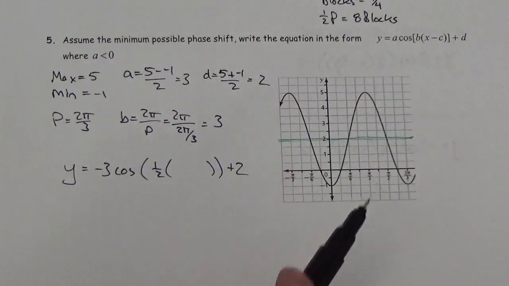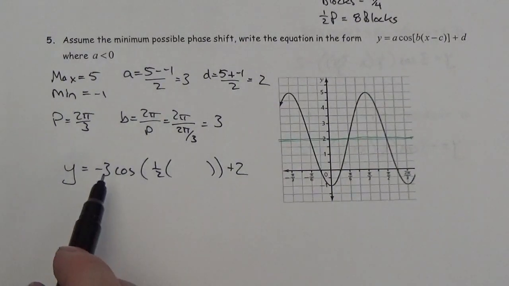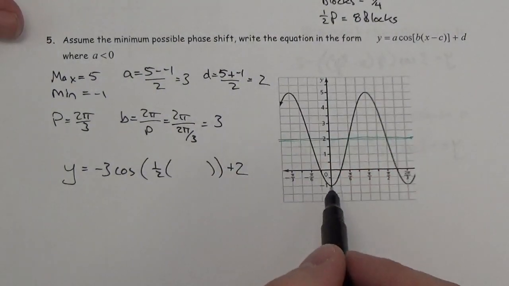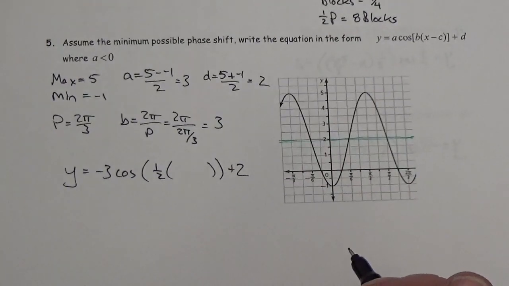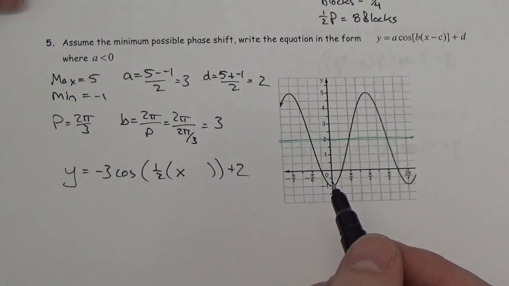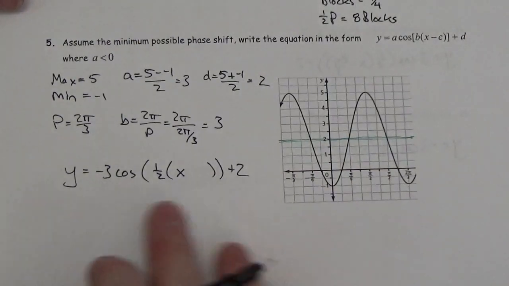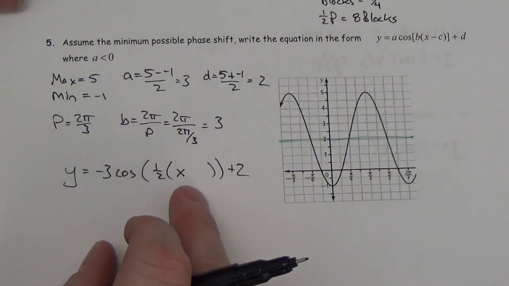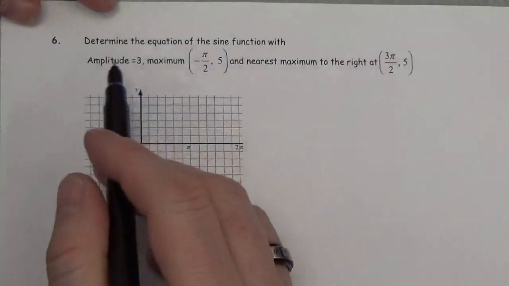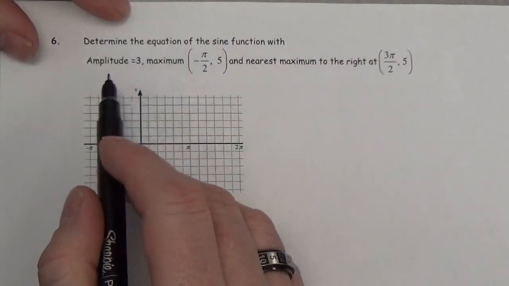Now, a negative cosine starts at its lowest value. So it's going to start right there, and that is already on the y-axis. It hasn't been moved. So really, that's my equation. I don't have to write anything in there. There hasn't been a horizontal phase shift. That's it. I'm done.